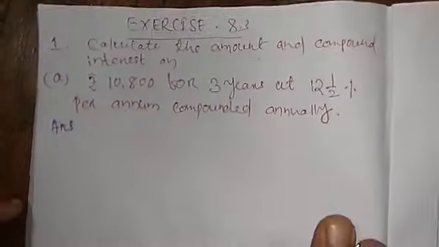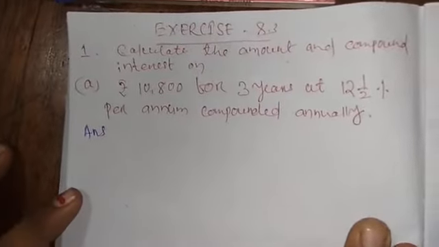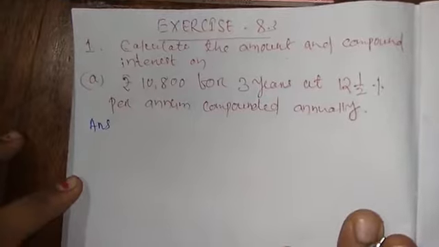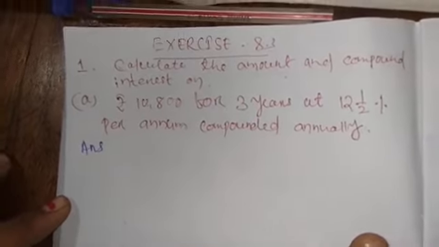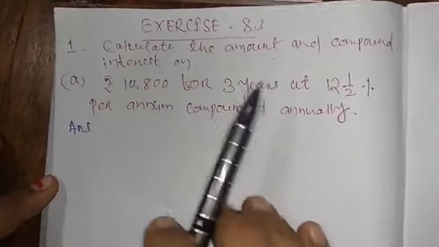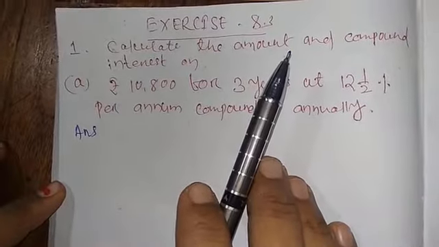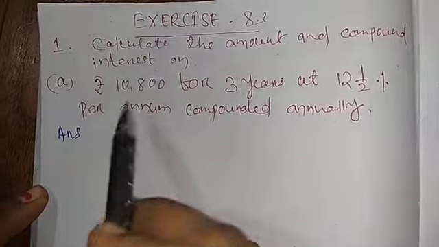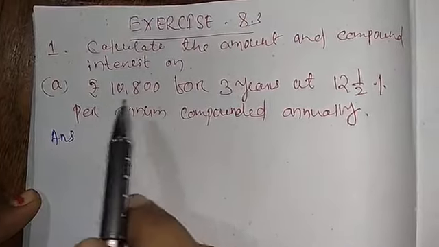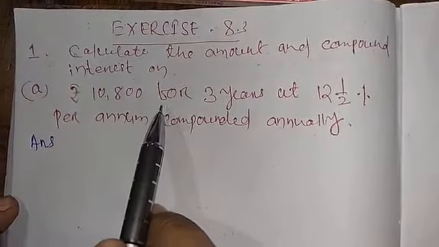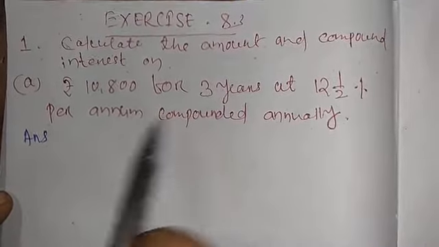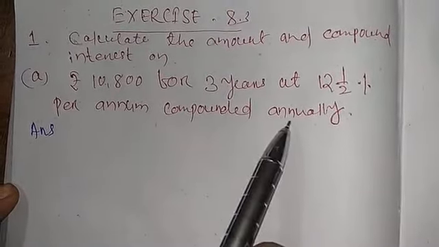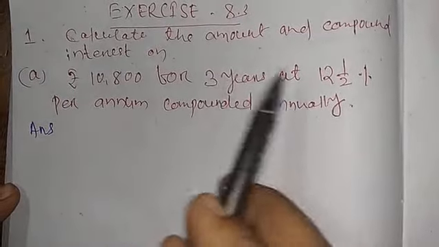Students, so now we solve chapter number 8, exercise 8.3. Number 1 is calculate the amount and compound interest on. There are 5 parts, A, B, C, D and E. First, A is 10,800 rupees for 3 years at the rate 12 whole 1 by 2 percent per annum, compounded annually. We find the amount and compound interest.